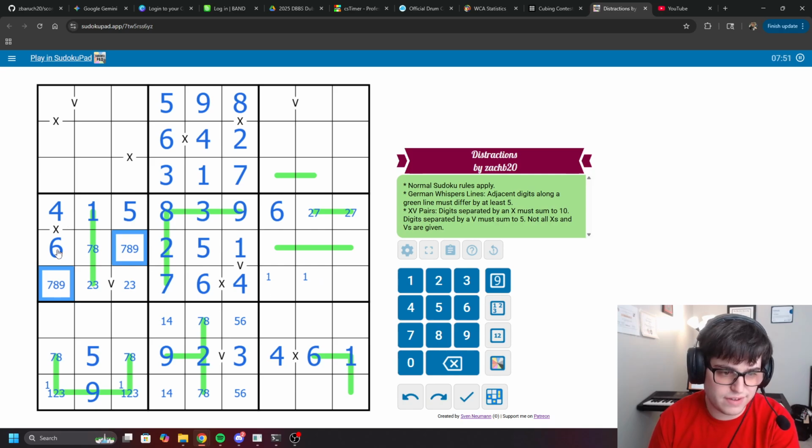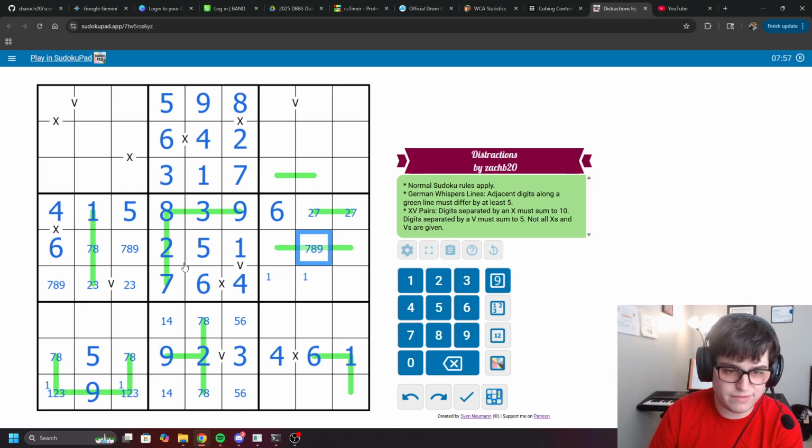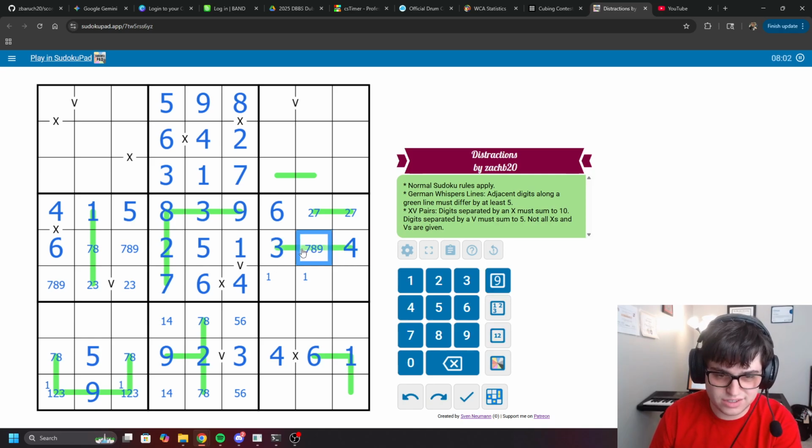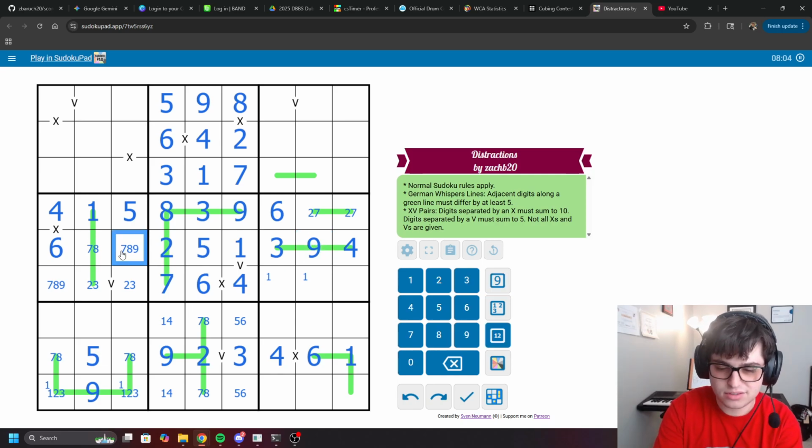9. So the fact that we have 3 high digits here, I can't have 2 more high digits here. This must be the other high digit. This must be 7, 8, or 9. This is 3 or 4. Oh, hey, we have a 4. So that's 9. Look at that.